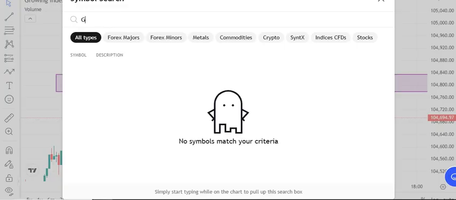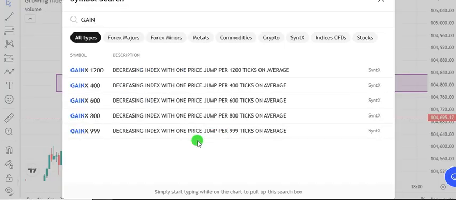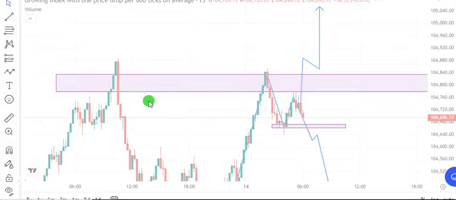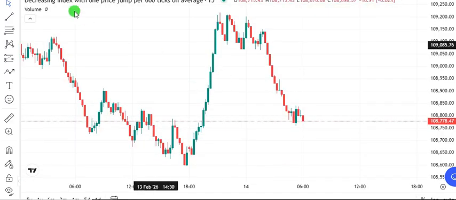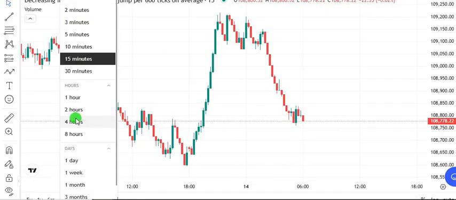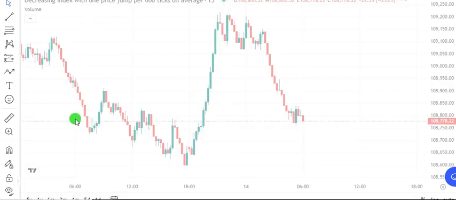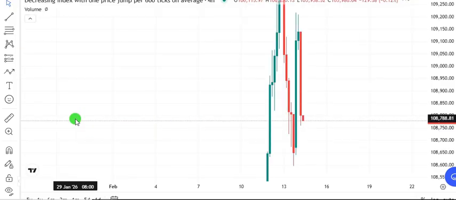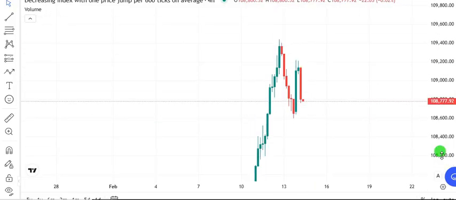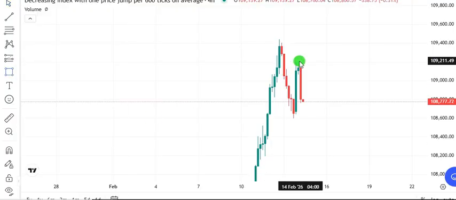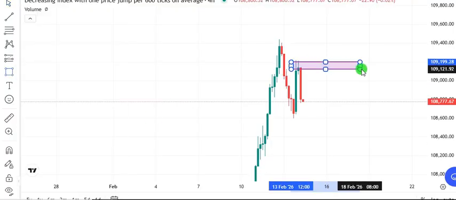So let's go to Gain. The same thing, Gain 600. Let's go to the 4-hour chart again. On the 4-hour chart, it's kind of similar to that of, what's it called, Pain.